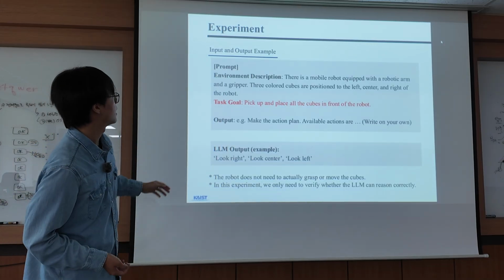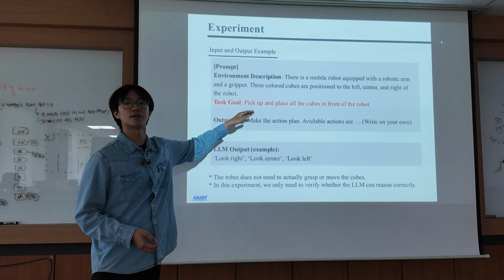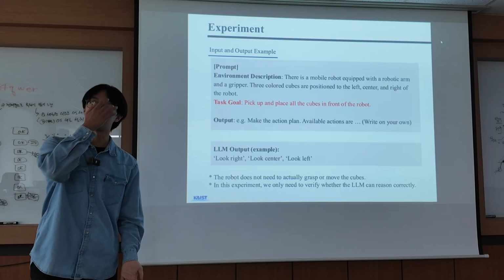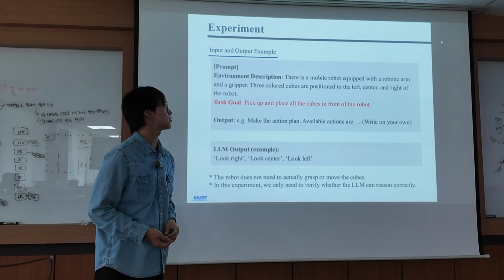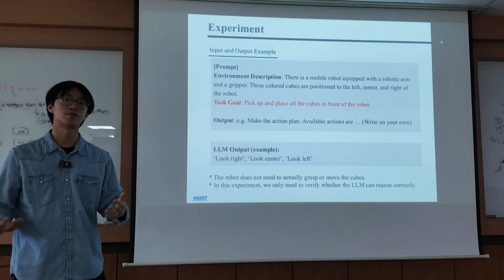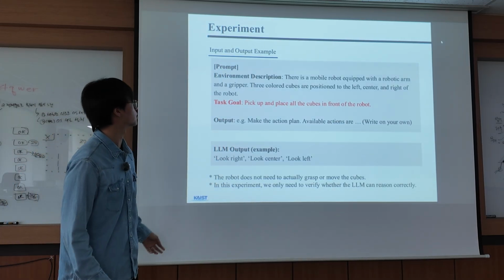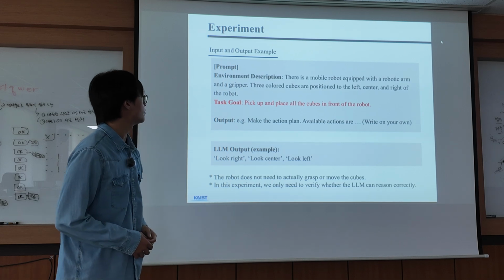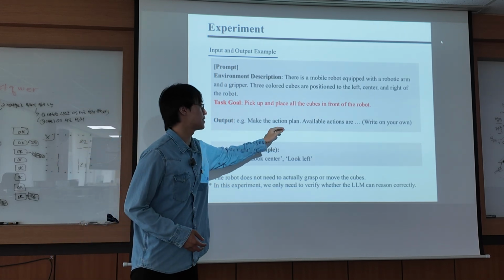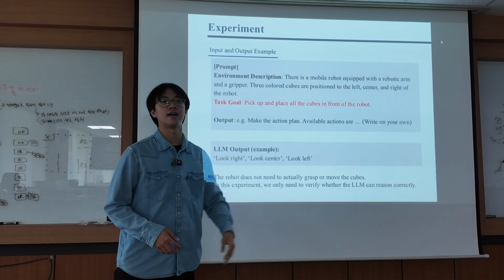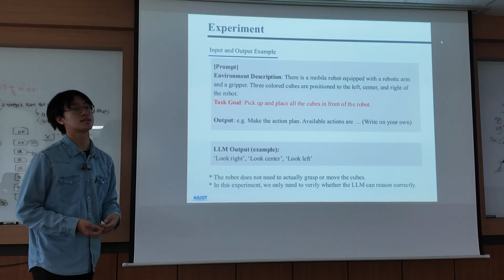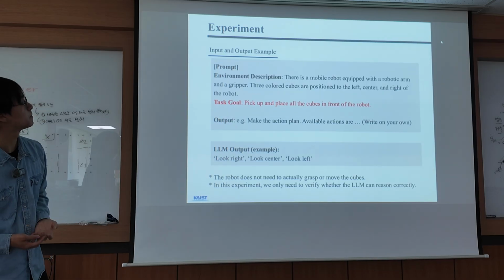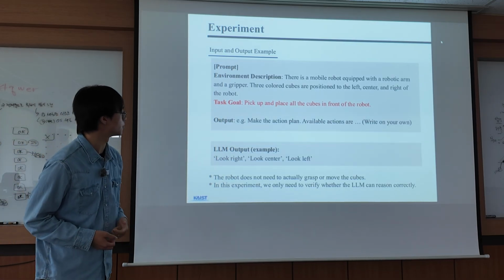And the task goal should be some kind of task that we can give to the robot, like pick up and place all the cubes in front of the robot, or switching the positions of the cubes or something. And then the output should be to make the action plan, with available actions or something, and things you should notice. That kind of thing can be prompt tuned on your own.